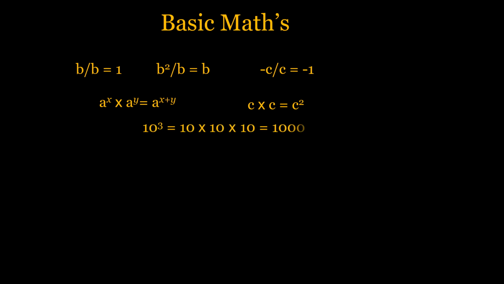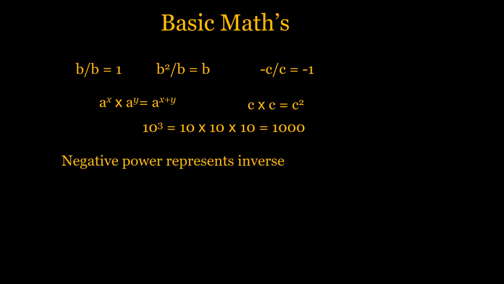Regarding division, b over b is 1, b squared over b equals b, and minus c over c equals minus 1. When a number is multiplied by itself, its powers are summed up. Examples are a power x into a power y equals a power x plus y, and c into c equals c squared. That's why 10 to power 3 is 10 into 10 into 10.